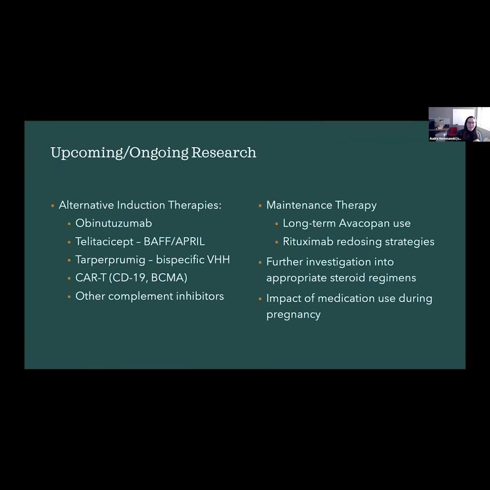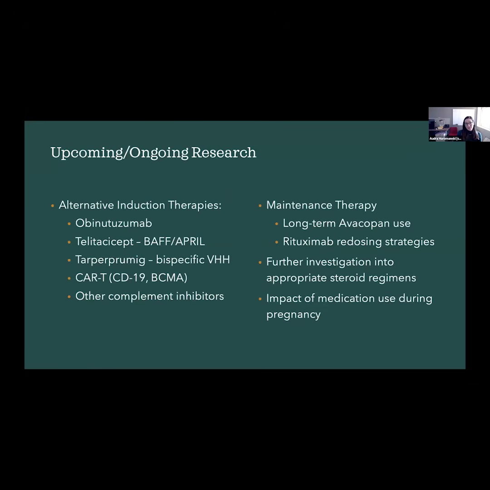Okay. And then lastly, I just want to touch on some upcoming and ongoing research. I would say there was kind of a 30-year drought in terms of treatments for ANCA vasculitis between the times when we got cyclophosphamide in the 1970s to like the early 2000s, when more options started to become available. But now there are so many additional treatments and additional clinical trials going on in ANCA vasculitis. It's a really exciting time to be working in this space.